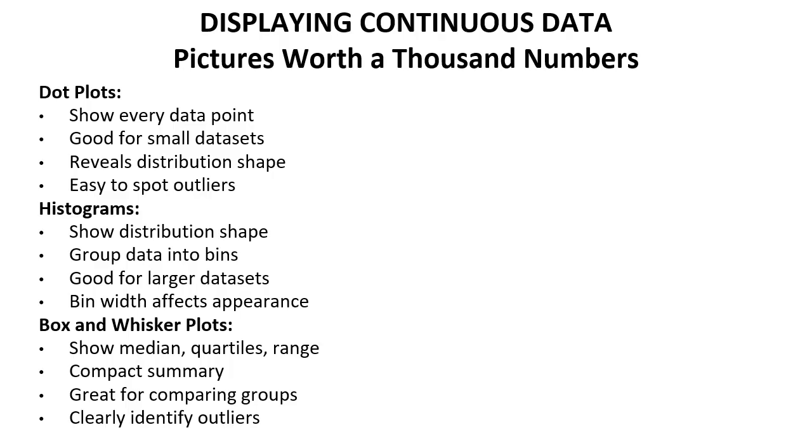So when we're talking about displaying continuous data, we really should look at this from a pictorial standpoint, because a picture is going to really show a lot more. We're looking at dot plots. We could show every individual's data point. This gives us complete information, so it's extremely easy for us to look at outliers. However, it does have a disadvantage because it can be very cluttered with large data sets.